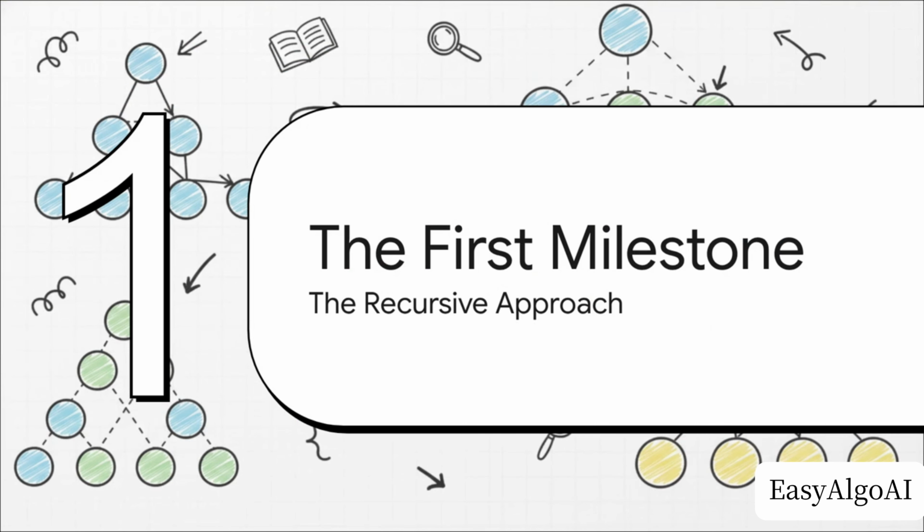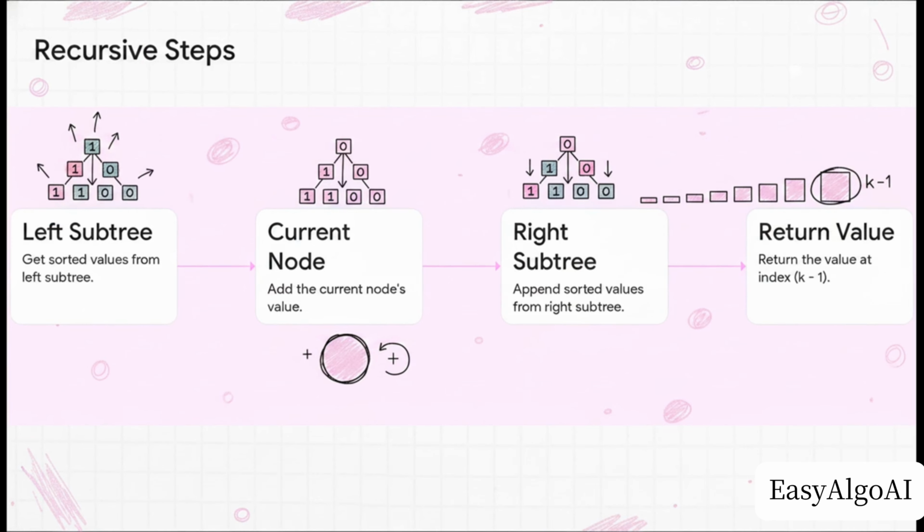Okay, on to section 2, the first milestone, the recursive approach. So let's look at how a recursive function actually builds this fully sorted list for us. Whenever it's called on a node, it follows a strict to-do list. Step 1, go grab the sorted values from the left subtree. Step 2, add the current node's value into the mix. And step 3, append the sorted values from the right subtree.